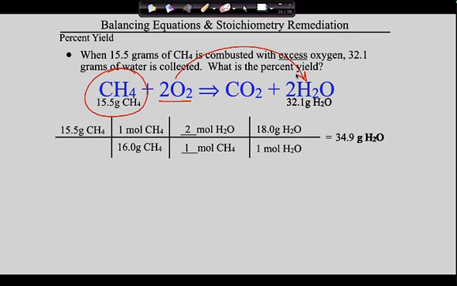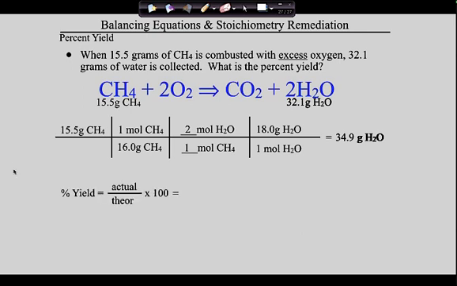Now we got a problem. We only collected 32.1 grams of water. We lost some. But it's not enough to just say that we lost some. We actually don't talk about how much we lost. We talk about how much we collected. And it's not enough to just say most. We want to represent it with a number. That is where our percent yield comes into play.